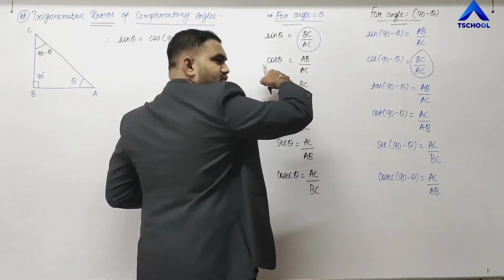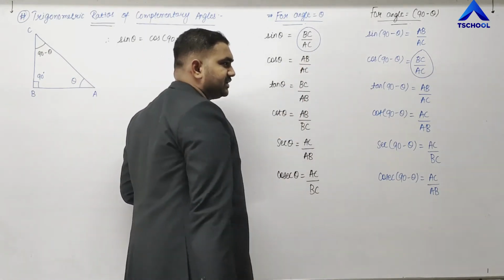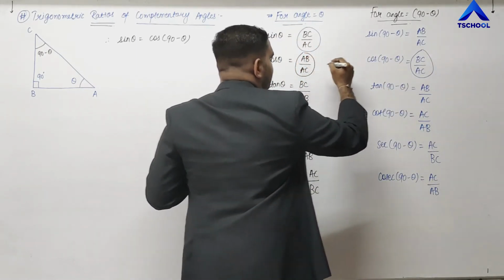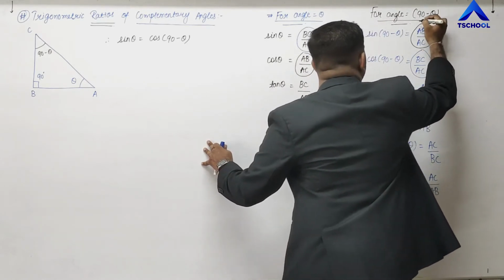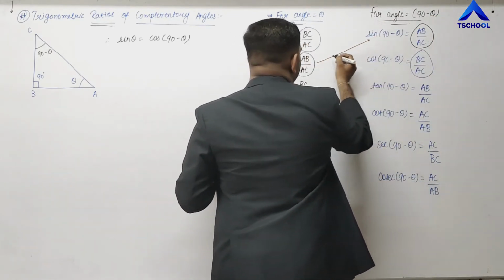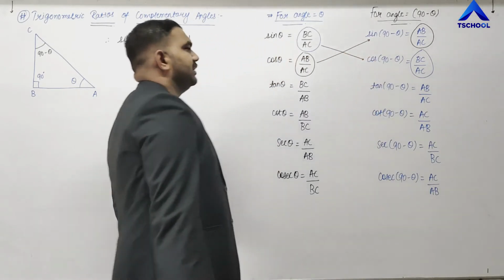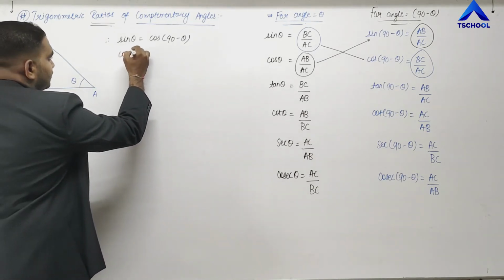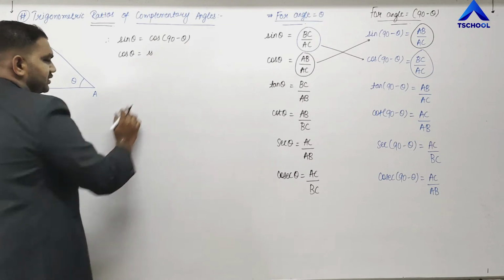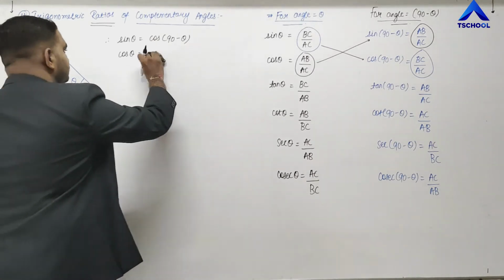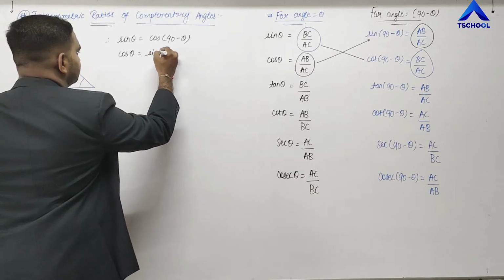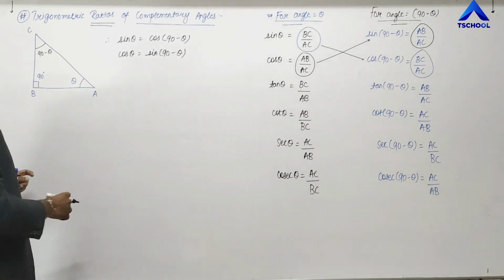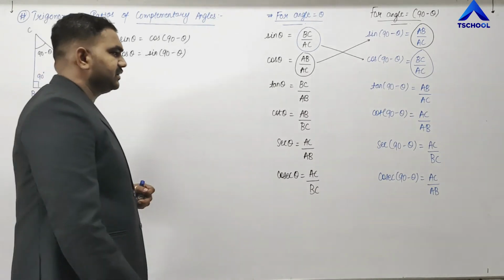AB upon AC is equals to cos theta, it is here, cos theta equals to AB upon AC. Sine 90 minus theta is also equals to AB upon AC. So we can spot the similarity here also. Right? So this is similar to this one. This is similar to this one. Okay. So the second thing we can write down is cos theta is equals to sine 90 minus theta. Okay. Cos theta equals to sine 90 minus theta.